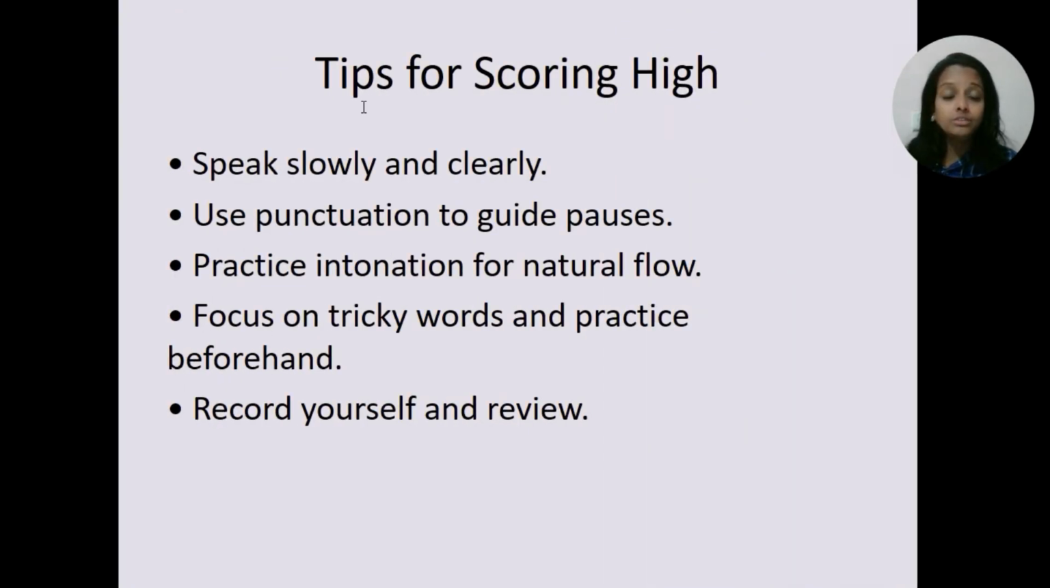Now you're ready to tackle the read aloud task with confidence. Remember, the key to success is clear pronunciation, natural intonation, and consistent practice.